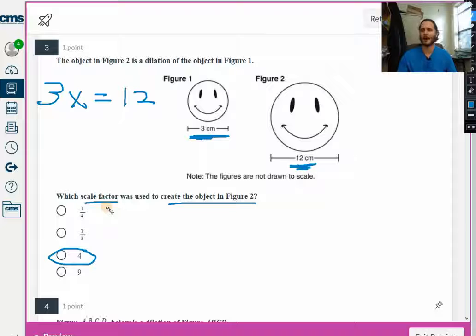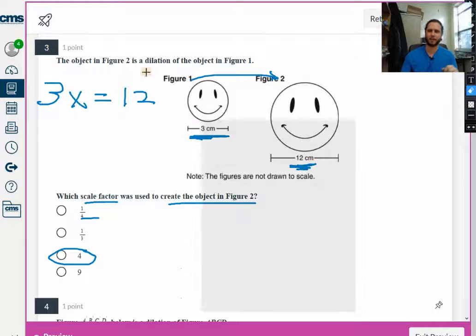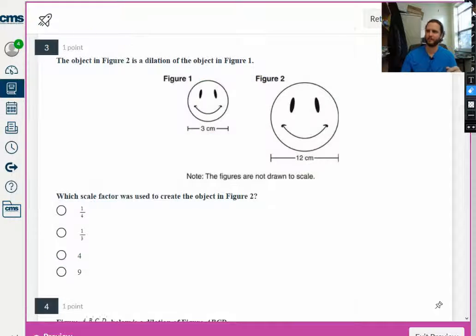Make sure you don't have it backwards. Make sure you know they were going from 1 to 2, because if you did it backwards, 1/4 was an answer choice in case you did not read that question clearly enough.